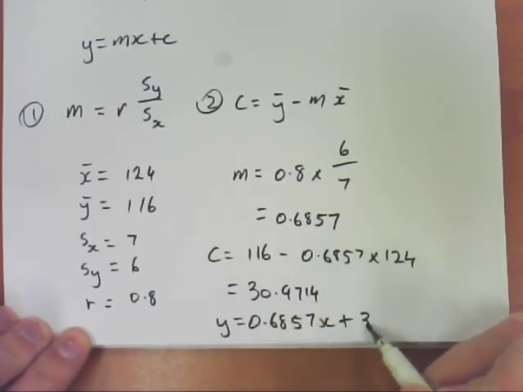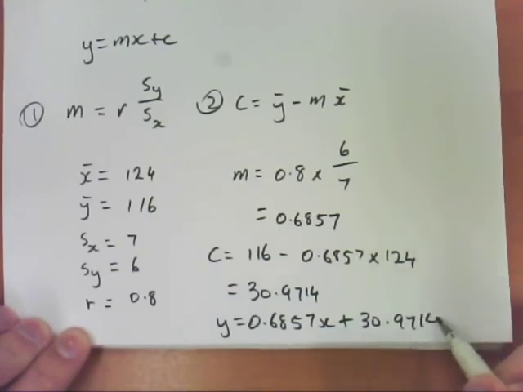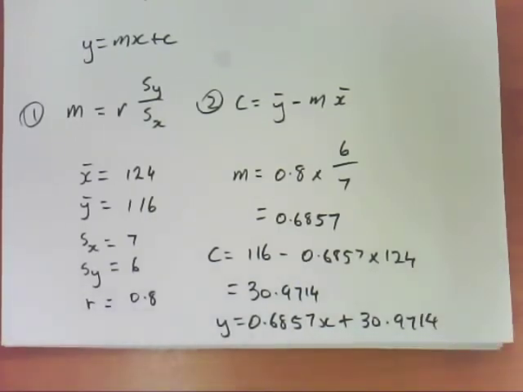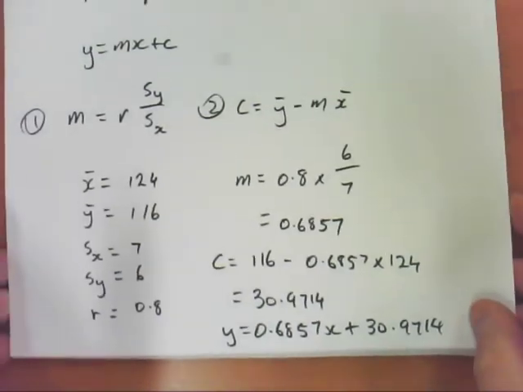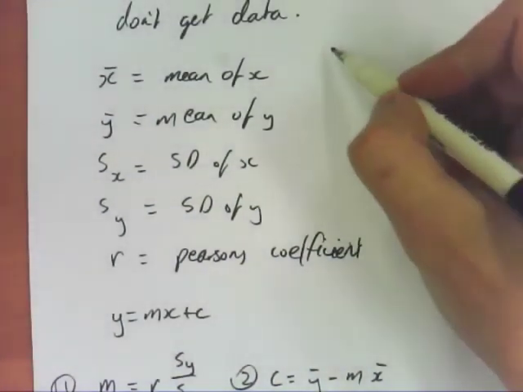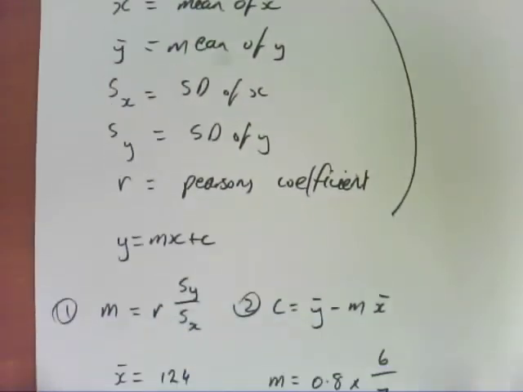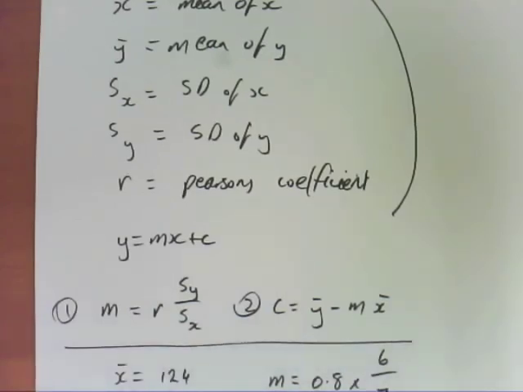So my final equation, my least squares regression line for that data, is y equals 0.6857x plus 30.9714. Okay, so you can work it out by hand if you are given this set of things using these two rules. Okay, so that will happen at least in the exercises you have to do, and quite possibly in an exam as well.